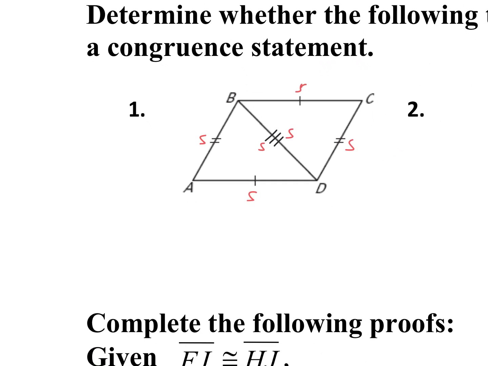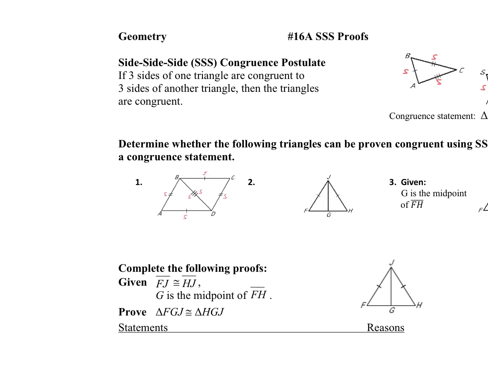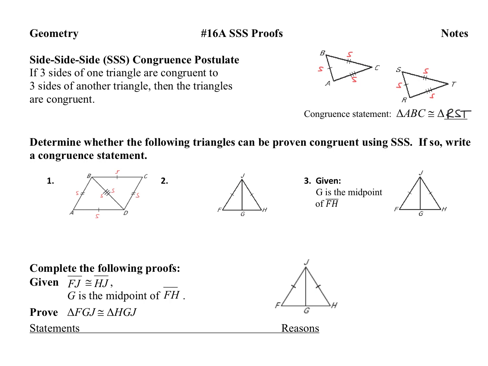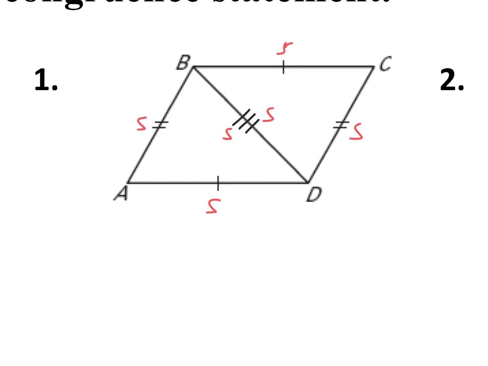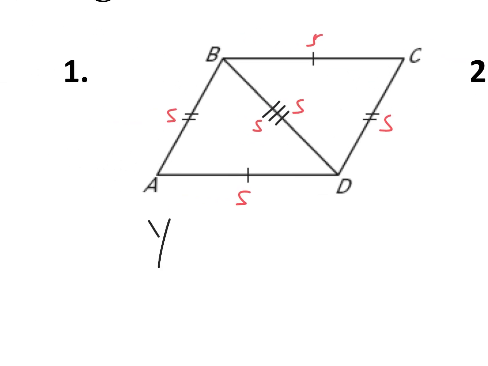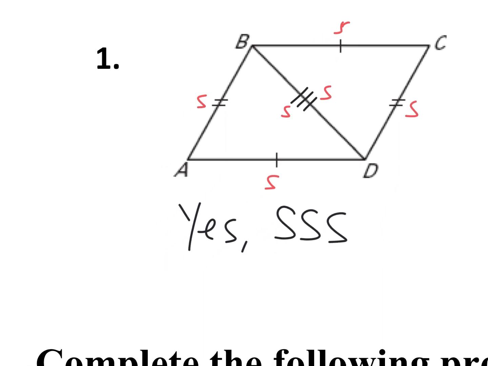So this one says decide whether the following triangles can be proven congruent using side, side, side. If so, write a congruent statement. So we say yes by side, side, side. And we're going to start writing this right away. And now you write a congruent statement for the triangles. And this is where I start to see little mistakes because what I'm testing you on is can you get the letters in the right order.